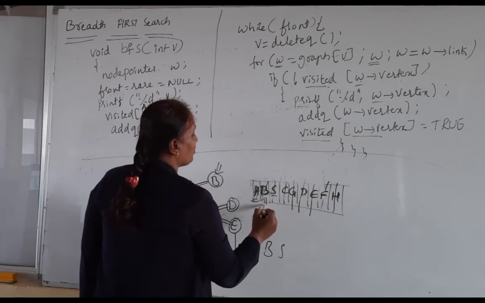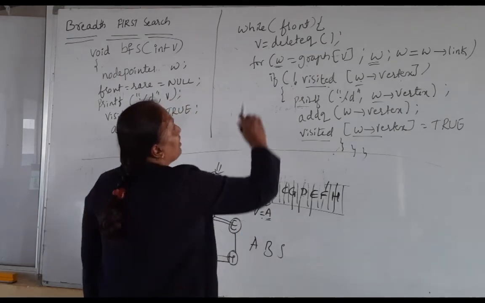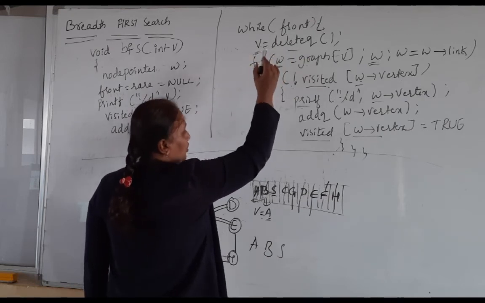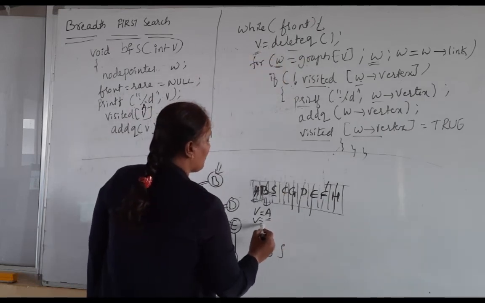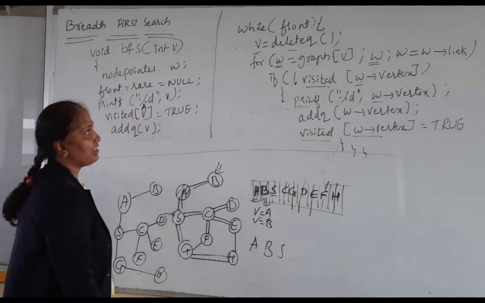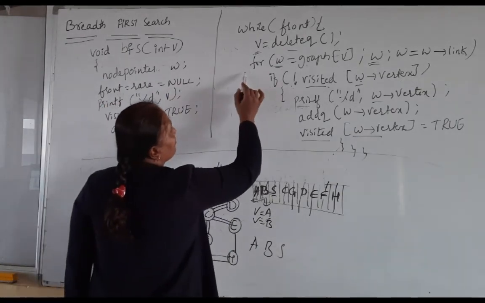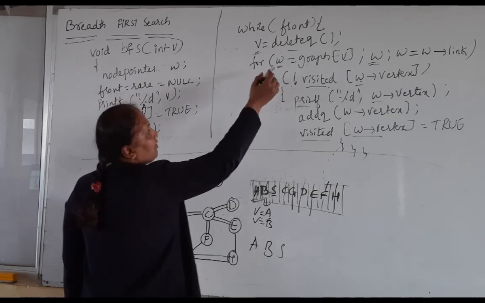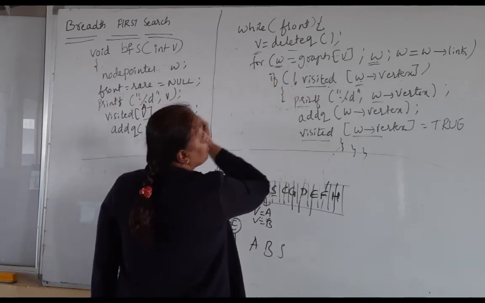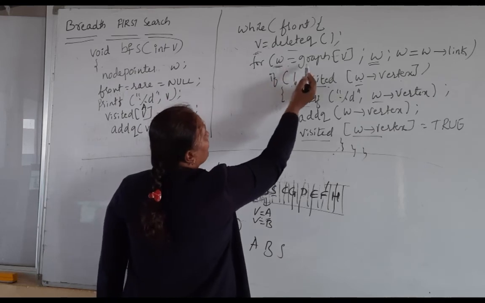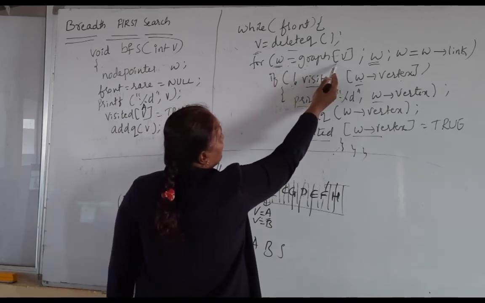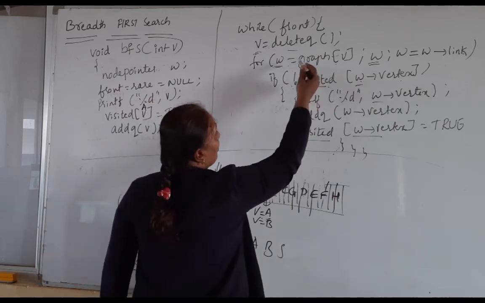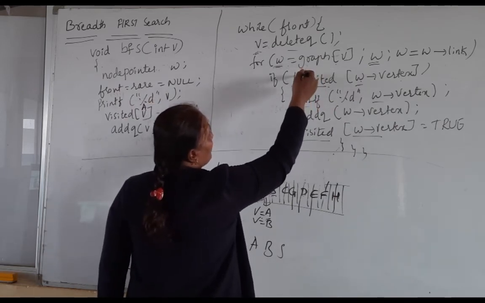After that, again you are going to check the front of the queue. So what is the front of the queue? It is B. Next, you are going to delete that from the queue and assign it to V. So now the V value is B in this case. Next, you are going to enter the for loop, where W equal to graph of V. If it has more than one vertex, all are visited. Once all are visited, you are going to come out of the for loop.